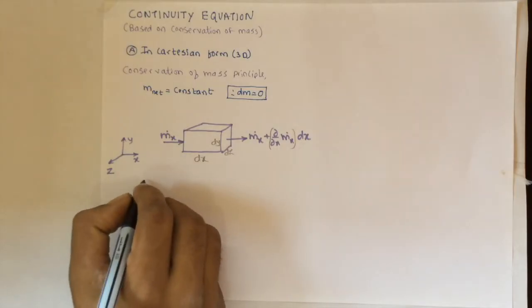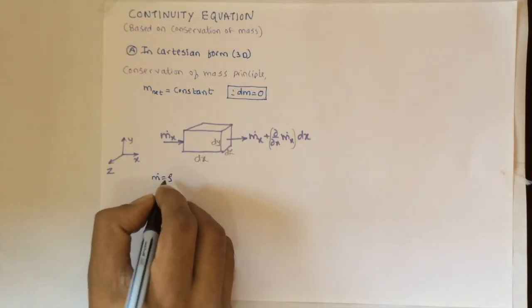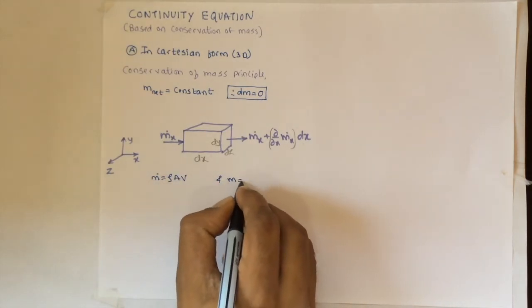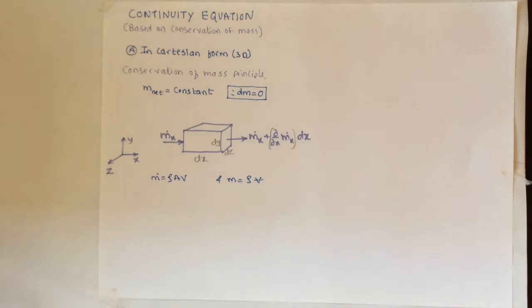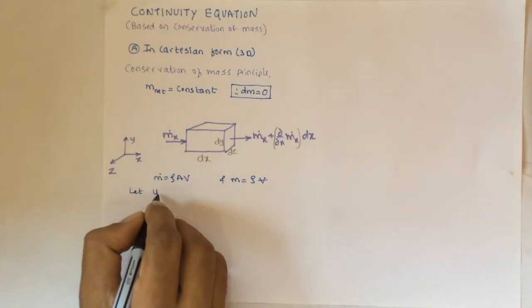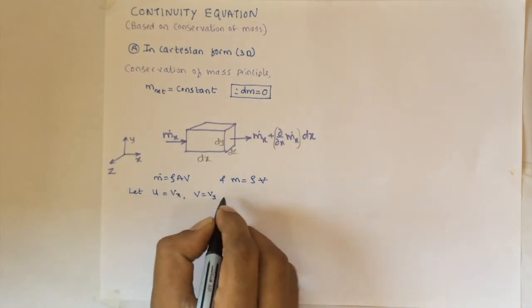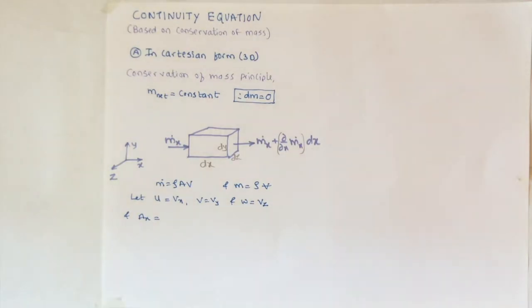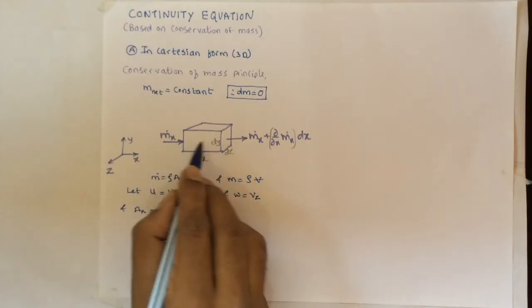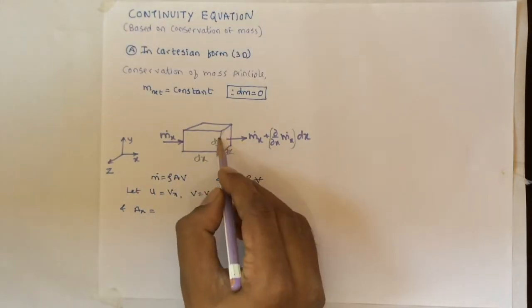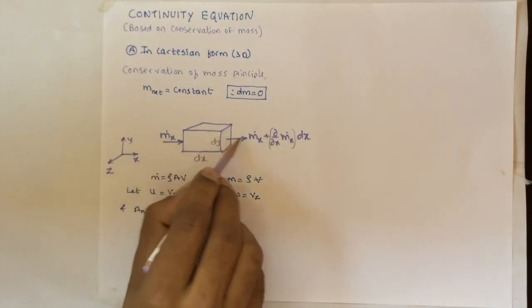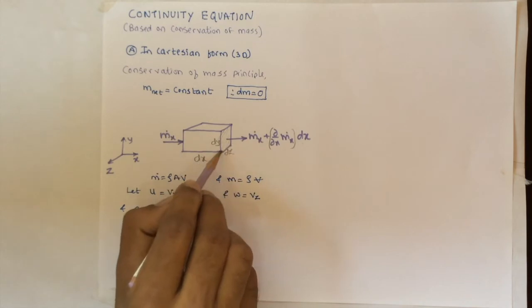The mass flow rate can be given as density times area times velocity, and from the definition of density, density is mass divided by volume, so mass will be density multiplied by volume. Let u be the velocity in the x direction, v the velocity in the y direction and w the velocity in the z direction. And Ax is the area through which the flow is flowing along the x axis, so in this case it is dy dz.